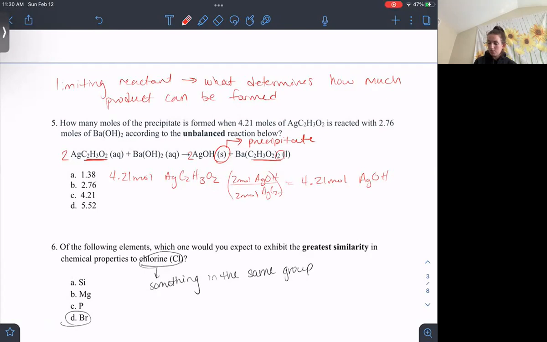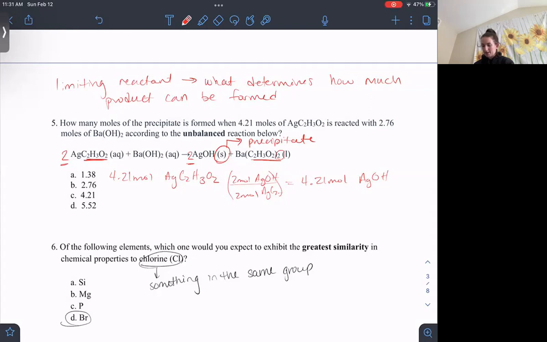If AgC2H3O2 was our limiting reagent, we would produce 4.21 moles of silver hydroxide. So we're going to know the mole ratio because that's coming from the coefficients in the balanced reaction. So that's the 2 here and the 2 here. Michael, we don't know that 4.21 is limiting yet. We're just saying that if it were the limiting reagent, then that would be how much we produce. We still have to check the other reactant first.